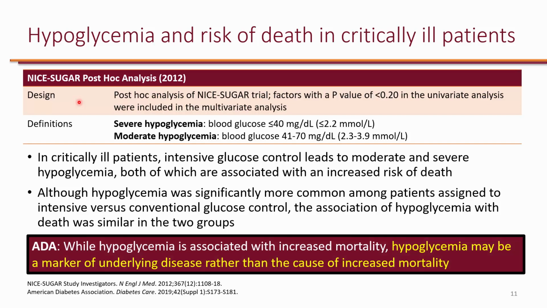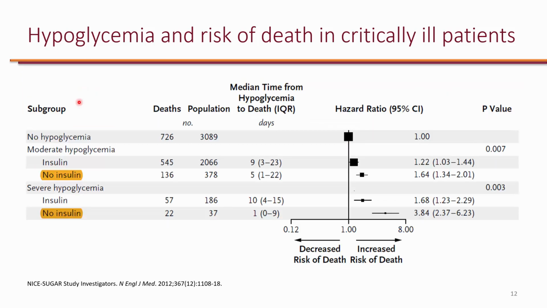In fact, American Diabetes Association says that while hypoglycemia is associated with increased mortality, hypoglycemia may actually be a marker of underlying disease rather than the cause of increased mortality. And to make this point even more clear, when they did subgroup analysis in patients who did not receive insulin but had hypoglycemia, mortality was also increased in those patients who did not receive any insulin.